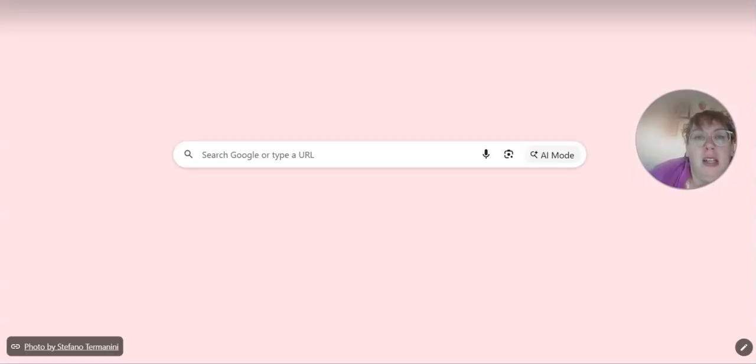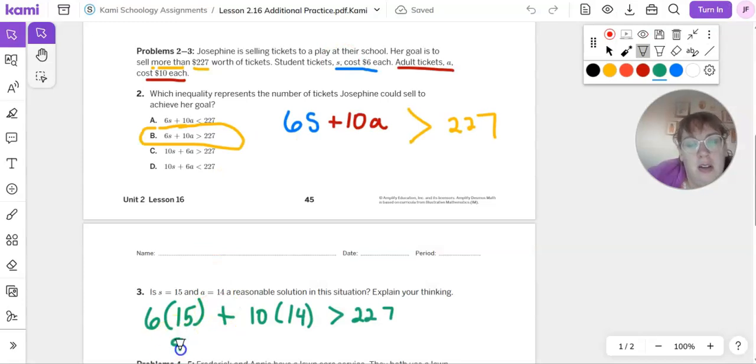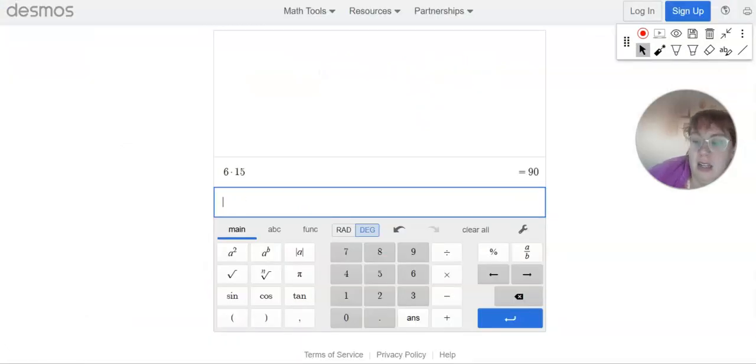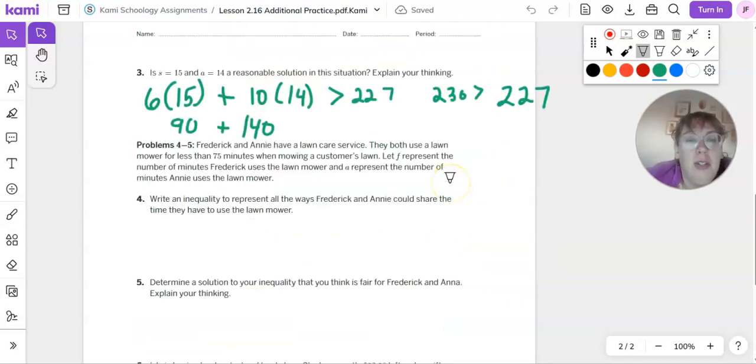Let me go to my calculator. So we have 6 times 15, I think is 90. Yep. Plus 10 times 14 is 140. And 90 plus 140 is 230. Oh, perfect. And yeah, 230 is bigger than 227 just by a little bit. So that would be definitely a reasonable solution, just over the goal. Beautiful. Scroll down.